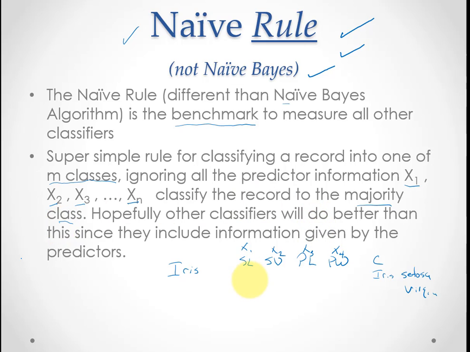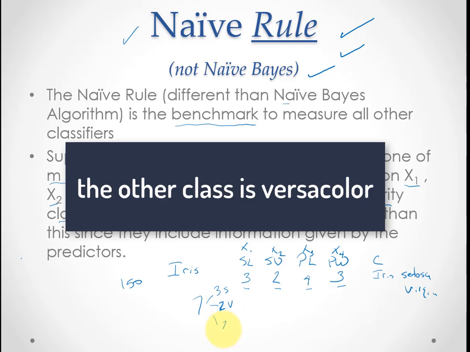Suppose we have a record that has a sepal length of 3 and a sepal width of 2 and a petal length of 4 and a petal width of 3. Maybe we have 150 elements in our training set. We look for all of the elements that have this sepal length, sepal width, petal length, and petal width. Suppose we have 7 of them with these measurements. Let's say out of those 7, 3 of them were iris setosa, 2 of them were iris virginica, and 2 of them were the other class.